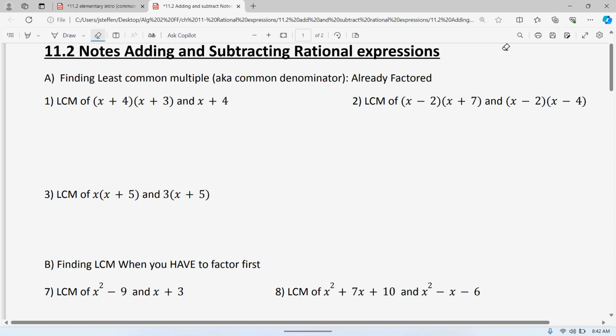So the way I do this, and I've had this set up differently, but the easiest way I do is I look at both of these and I ask myself, what does the first one have that the second one doesn't? Well, the first one has an x plus 3, so the second one also has to have an x plus 3. So x plus 4, I need to add an x plus 3 to that.